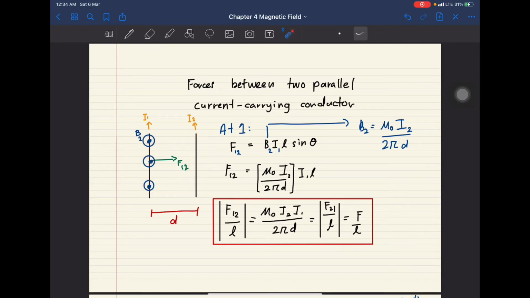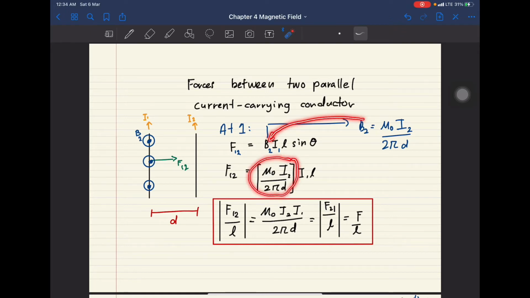So that's why you have to use a formula to find B2 over here. Okay, and the formula will be B2 equals mu naught I2 over 2 pi d. This one is in chapter 4.2, early subtopic. So what you can do now is substitute inside here, and you should get something similar to this.